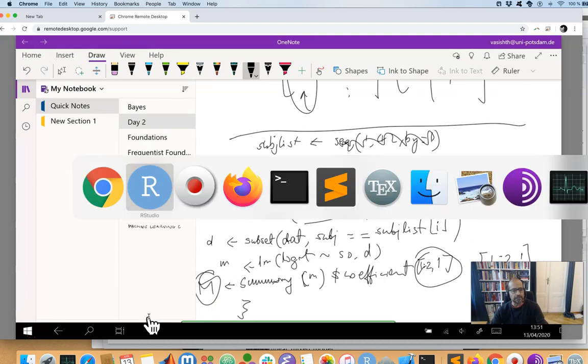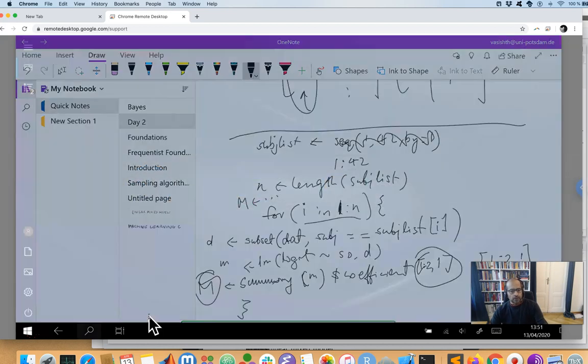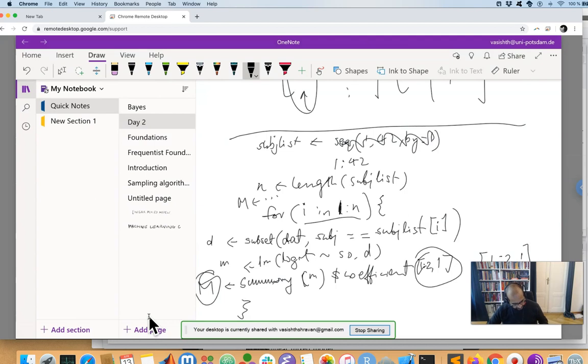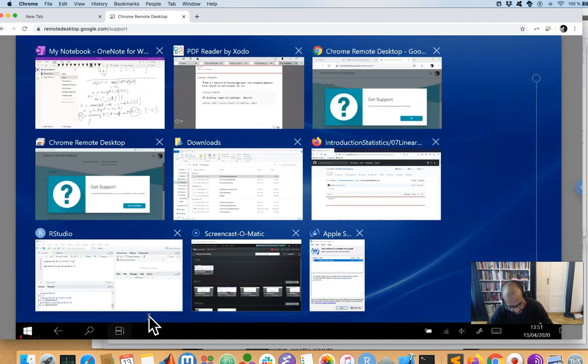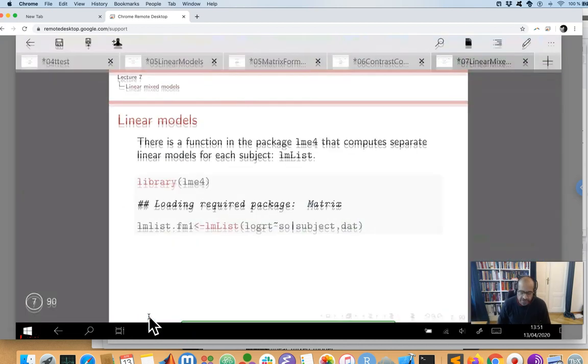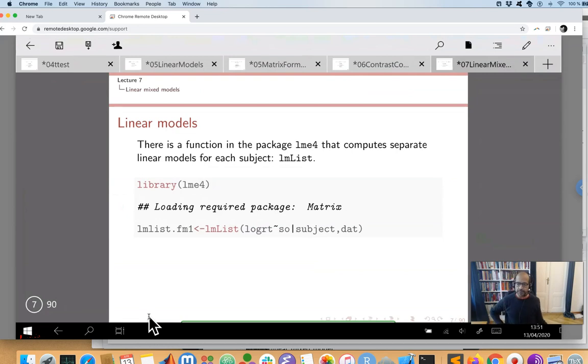Now it turns out that, where was I? Sorry, I wanted to be back in these slides. There is a very simple piece of syntax in lme4 that automates this process for you. The function is called lmList. Basically, this function fits an lm model for the grouping factor that you're interested in. The grouping factor we're interested in is subject, right?